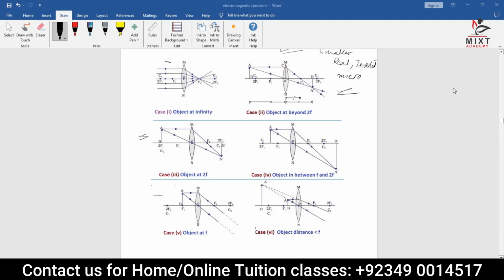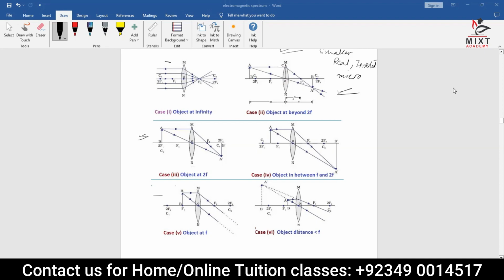Yumna, real image can be shown on a screen, and virtual image can't be shown on a screen. It means that the image from the magnifying glass can never be shown on the screen. Am I right? Yes. So, what else? There is another difference which I told you. Virtual images are erect. That's fine. He told us.